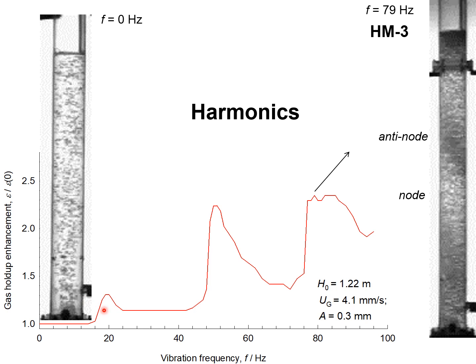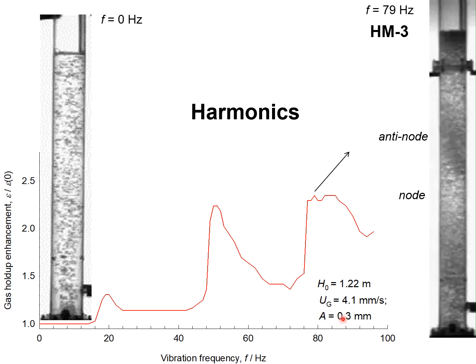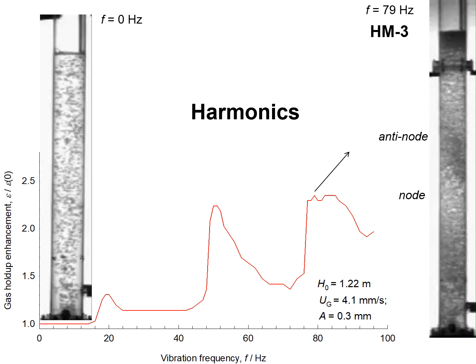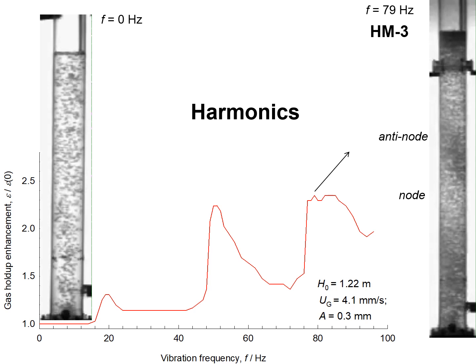We now examine the experiments in which the column height of the clear liquid is maintained at 1.22 meters. The superficial gas velocity is maintained at 4.1 millimeters per second. The vibration amplitude is 0.3 millimeters. We plot the gas holdup enhancement, i.e. the gas holdup with respect to the holdup of an unvibrated bubble column, as a function of the vibration frequency. We note there are 3 maxima corresponding to the 3 harmonic modes of operation. For an unvibrated column, the gas holdup varies uniformly up the column.